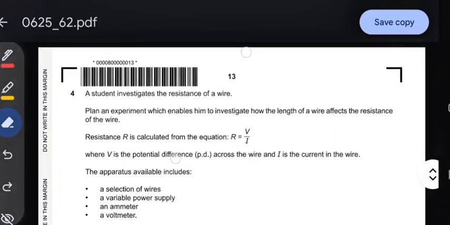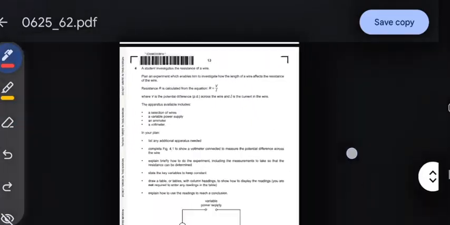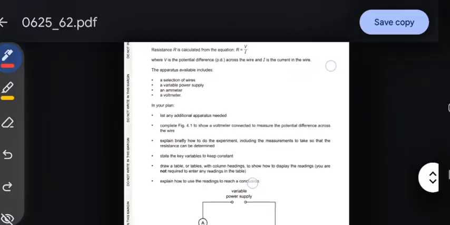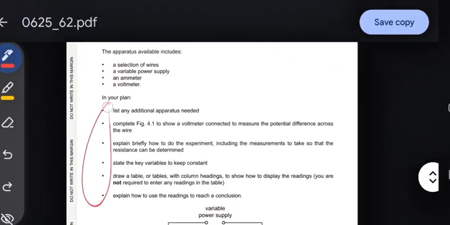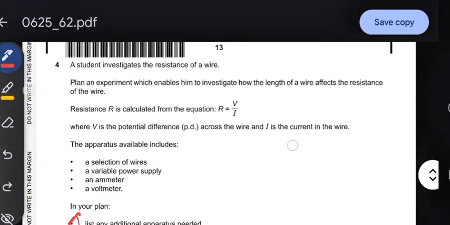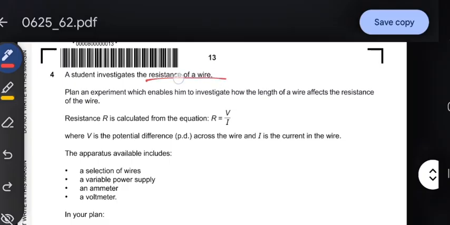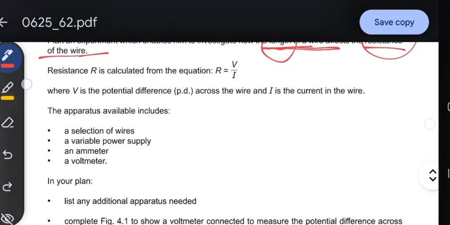Okay, experiment question. Many students are scared of this. Do not need to get scared. It's a simple question compared to chemistry and bio. It's simple because you have the bullet points already given here. A student investigates the resistance of a wire. Plan an experiment which enables him to investigate how the length of the wire affects the resistance of the wire. So length and resistance is what we are going to be dealing with.